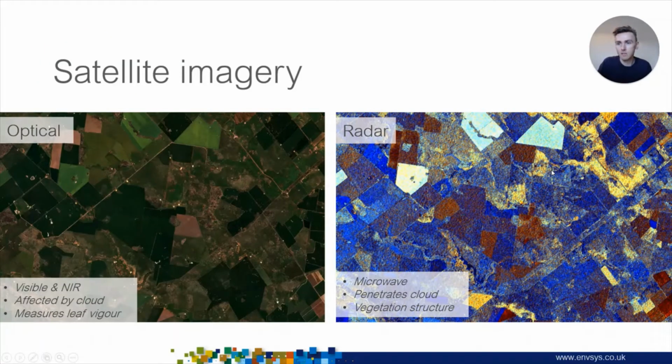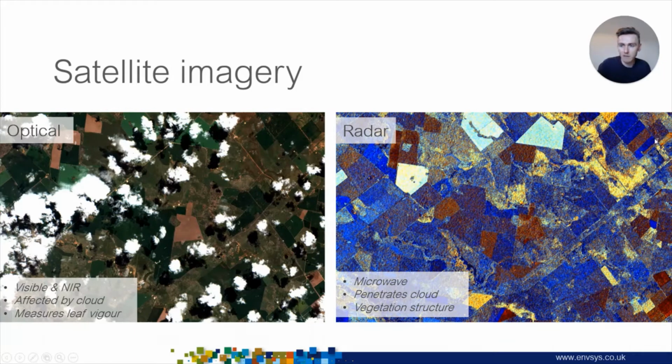Let's start with a crash course in satellite imagery. Broadly speaking, there are two types: optical and radar. Optical satellites capture information from the visible and infrared part of the electromagnetic spectrum. We think of optical sensors as how our eyes would see the world. Optical satellites provide information on crop health and are widely used to monitor grass yield. Unfortunately, optical imagery is affected by cloud cover.